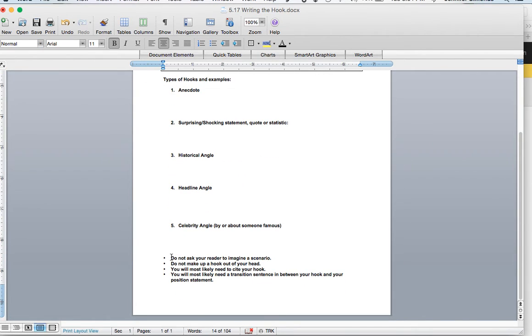Some reminders. In your hook, do not ask your reader to imagine a scenario. Don't say, imagine this. It should be something that's real. Do not make up a hook out of your head. It needs to be a real story or shocking statistic that you found that you can cite. You will most likely, again, need to cite your hook. I'm asking that you do that. And you will most likely need a transition sentence between your hook and your position statement. So just be thinking about that.